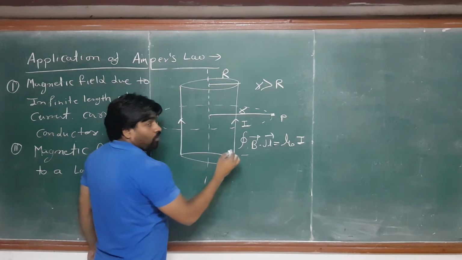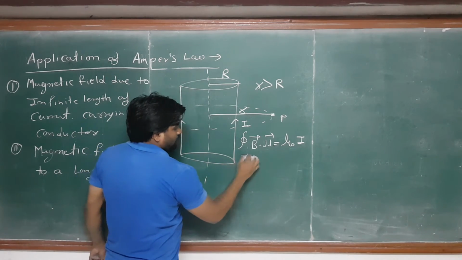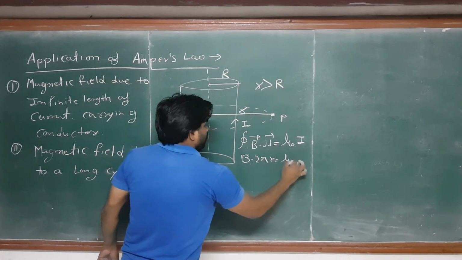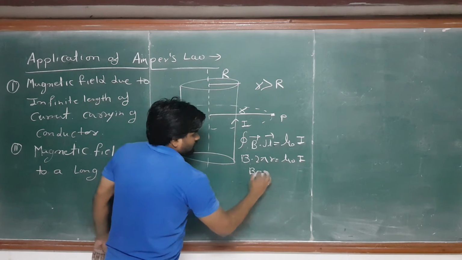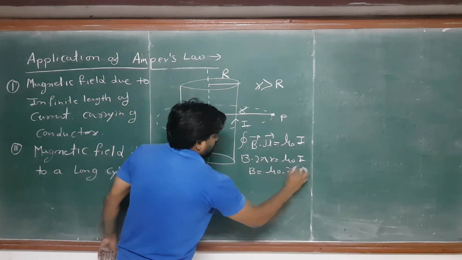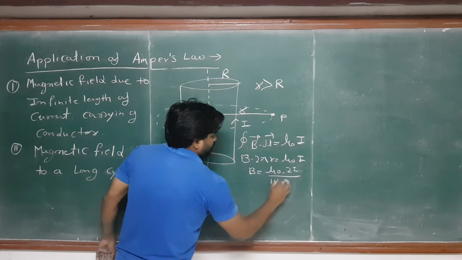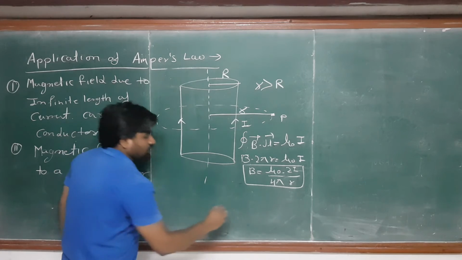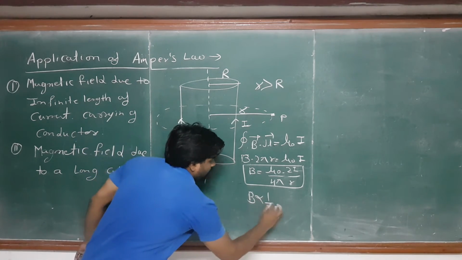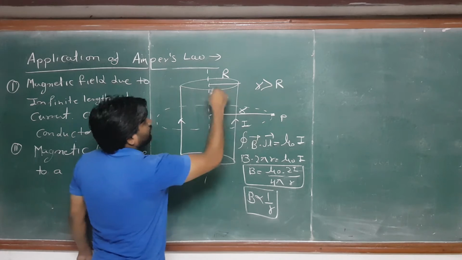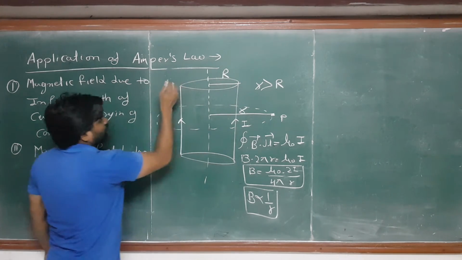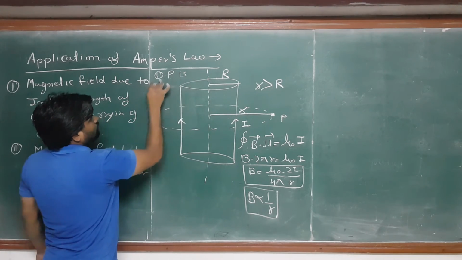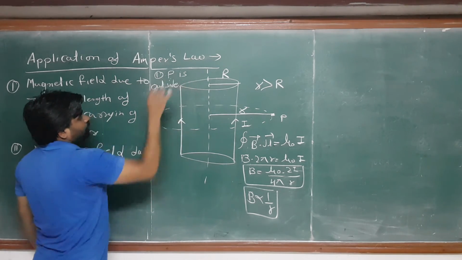So for vector B, you have to take cos 0 degree, then it is B times 2 pi r is equal to mu naught I, and this is very easy to calculate as I did in the last topic. So it becomes mu naught by 4 pi times 2I by r. So it is proved. Note that B is proportional to 1 by r. I can write here case 1: point P is outside, so it will make things clear.